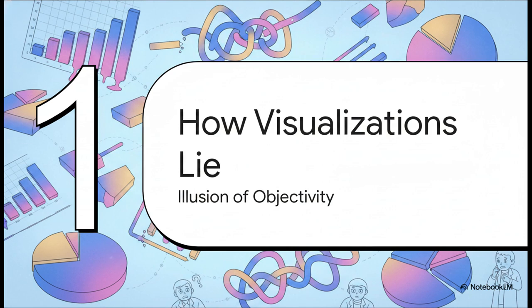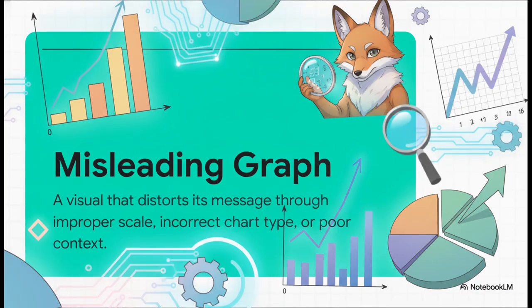All right, let's jump into Section 1, How Visualizations Lie, the Illusion of Objectivity. As our sources point out, poor visual design choices can quickly turn completely accurate numbers into a totally misleading visual narrative. So what is a misleading graph? Basically, it's a visual that distorts its message through improper scale, maybe the incorrect chart type, or just a severe lack of context. And it's absolutely crucial to remember that the underlying math might be 100% correct, but the way it's visually encoded can totally exaggerate or downplay the real trend.